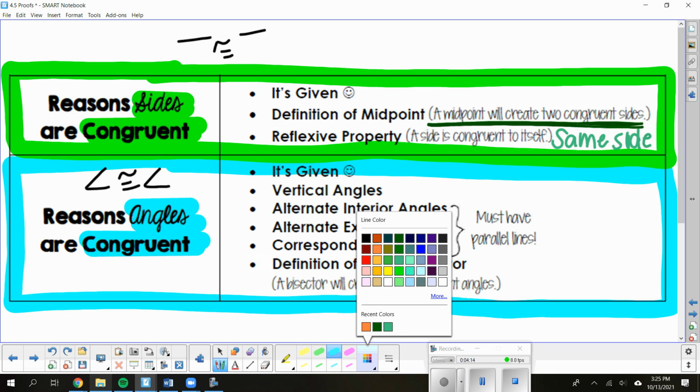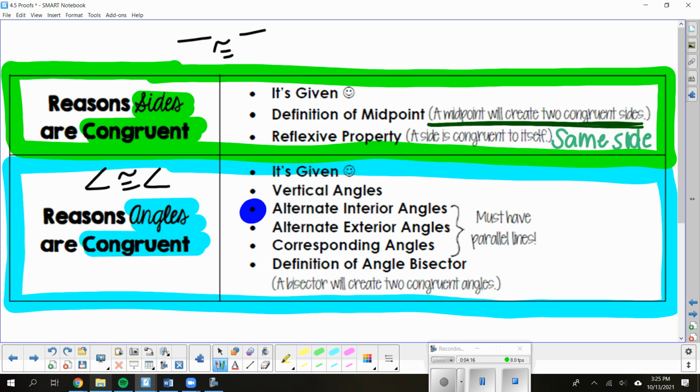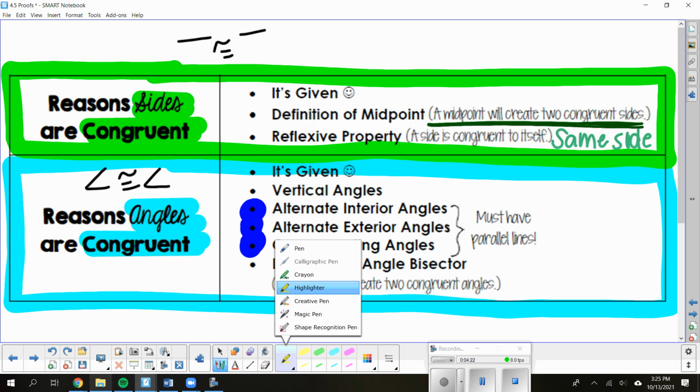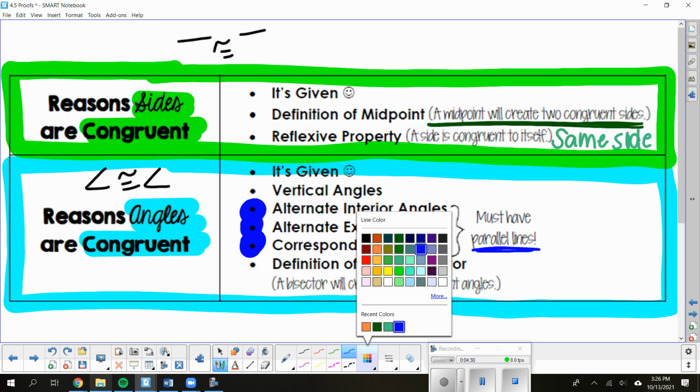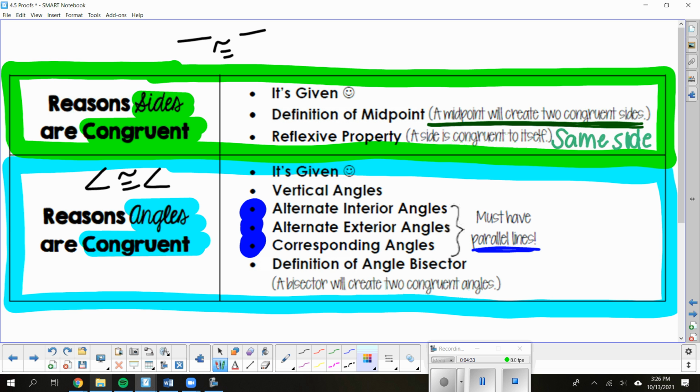You have three other ones: alternate interior, alternate exterior, and corresponding. These have to involve parallel lines. If they don't have parallel lines, then we're not looking at those at all. And then your last one is definition of angle bisector. Remember that a bisector will cut an angle in half, so it creates two congruent angles.